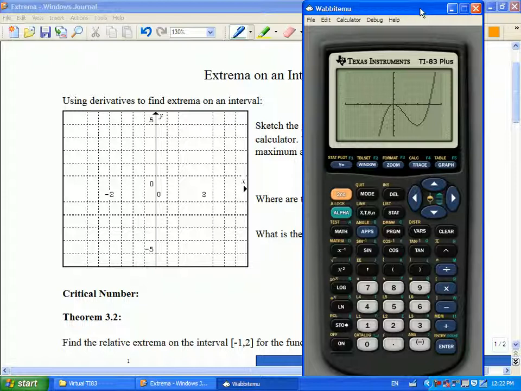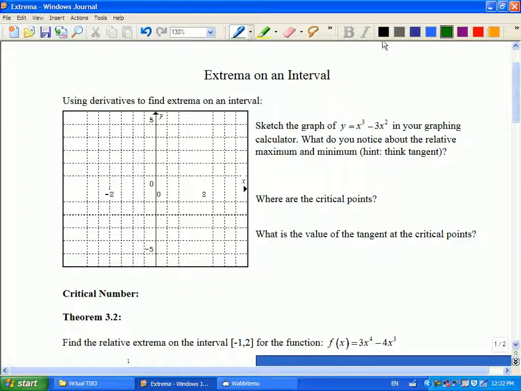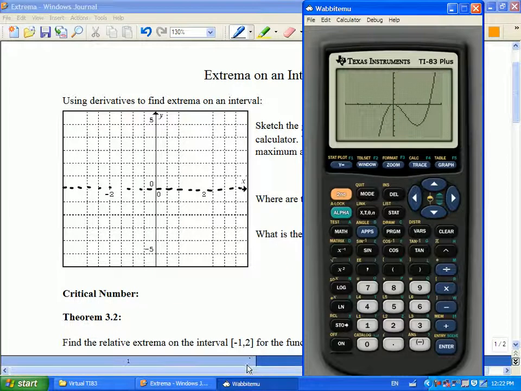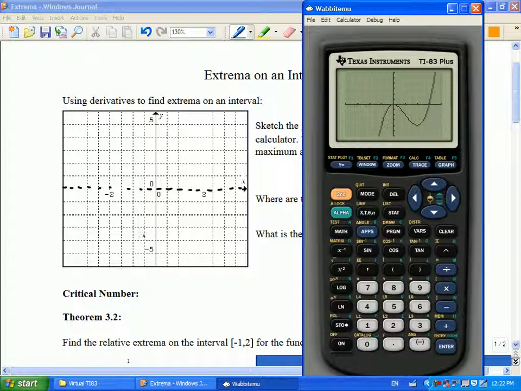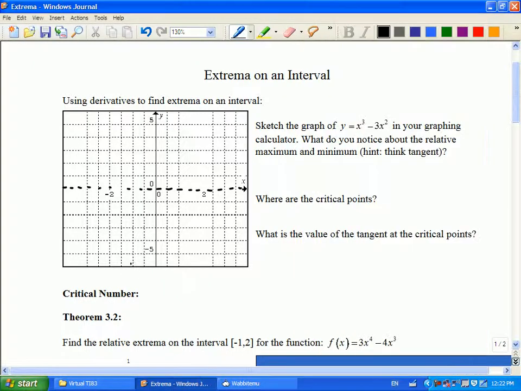So let's see here. I don't know why it disappeared, but I'll put the x-axis back on the graph. And a quick sketch would look something like that. Now, as I mentioned, what we're going to be interested in working out today is how we find these points here.